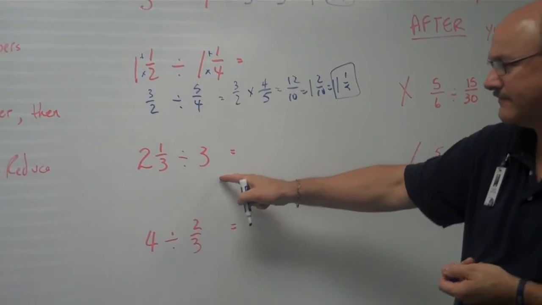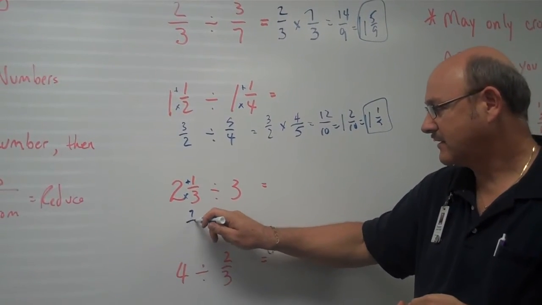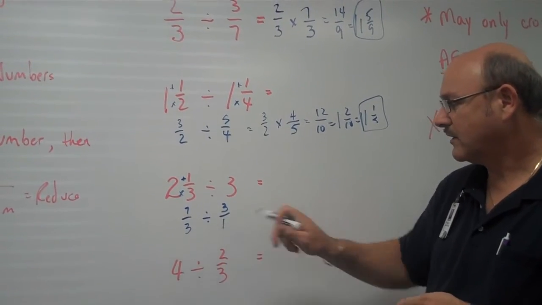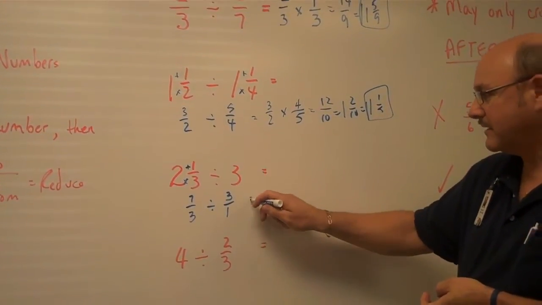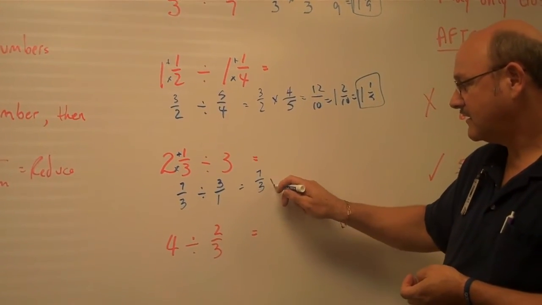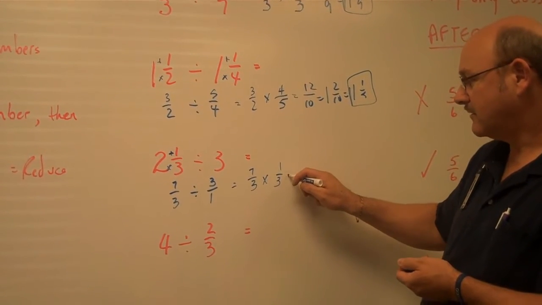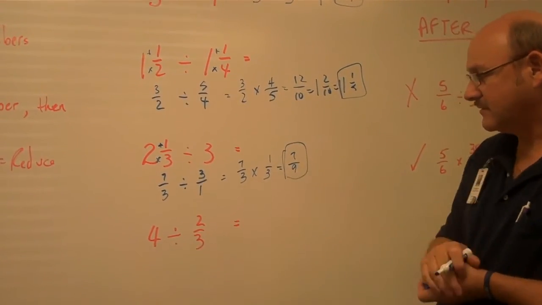Whole numbers. Yesterday we said 3 times 2 is 6, plus 1 is 7/3, and we just put 3 over 1. Remember any whole number over 1? Same thing today, but we've got to flip it now. This is 7/3 times, flip the whole number, 1/3. Top, top, bottom, bottom. That can't be reduced.